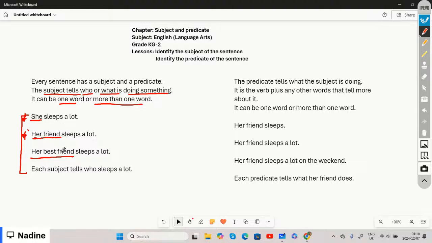And now we're going on to our predicates. Because remember, a subject tells us who or what is doing something. Now we're going on to a predicate. And a predicate tells us what the subject is doing. So if the subject tells us who or what is doing something, the predicate tells us what the subject is doing.